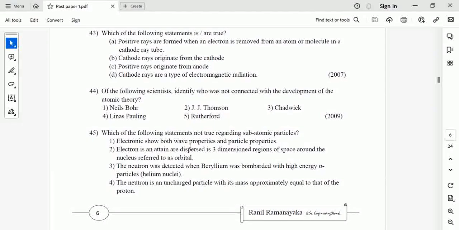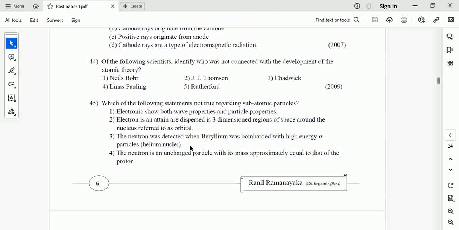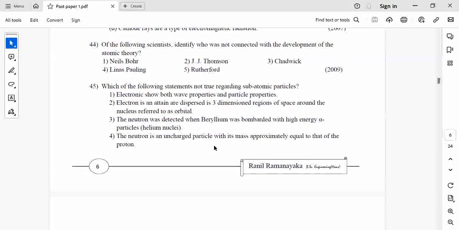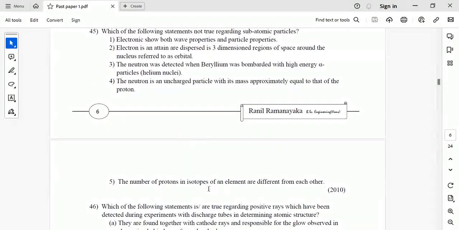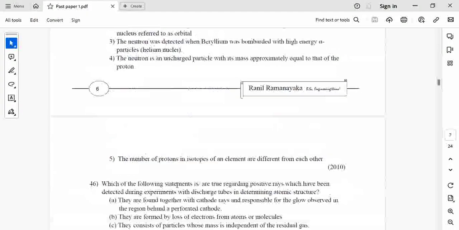45. Subatomic particles. Electrons show both wave properties and particle properties. True. Don't know this one. The second one is also true. We have to discuss it in future classes. The neutron was detected when beryllium was bombarded with alpha particles. Yes, we know that experiment. Neutron is an uncharged particle. Yes, the fourth one is also true. Protons are not different. They should be equal, and neutrons are different. Answer is 5.